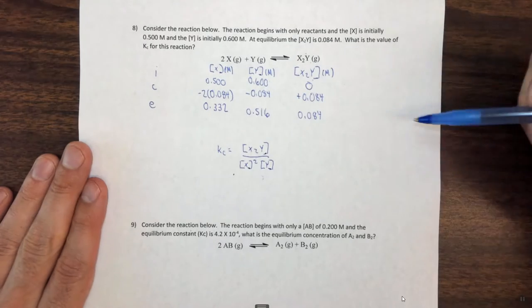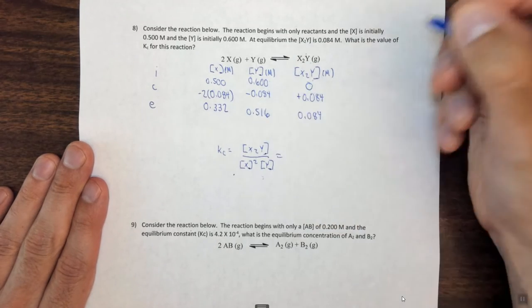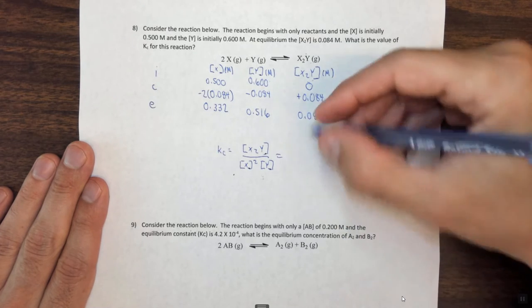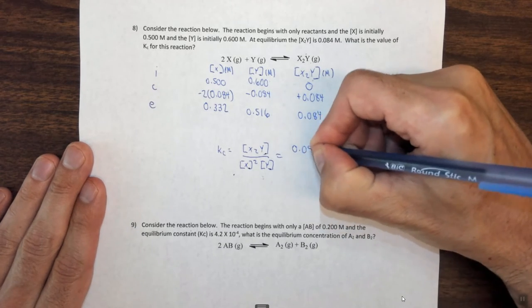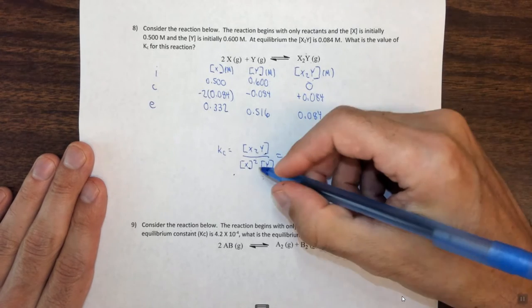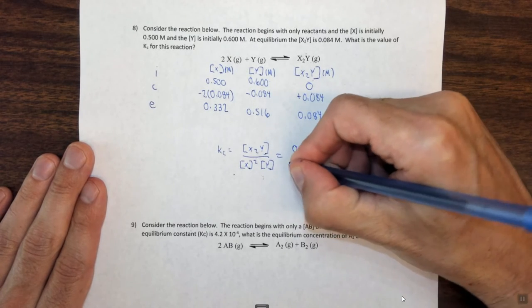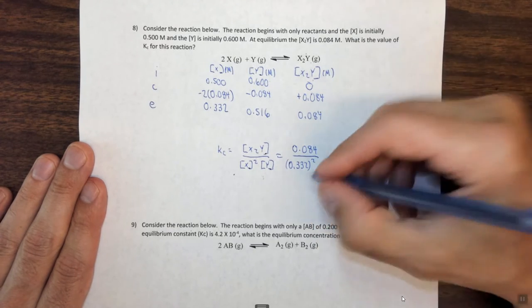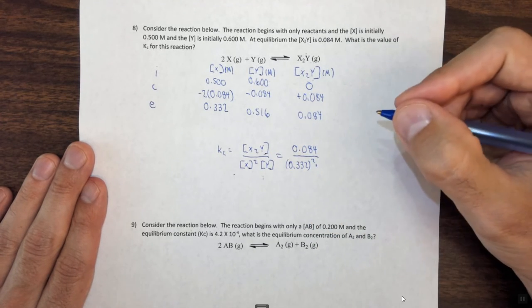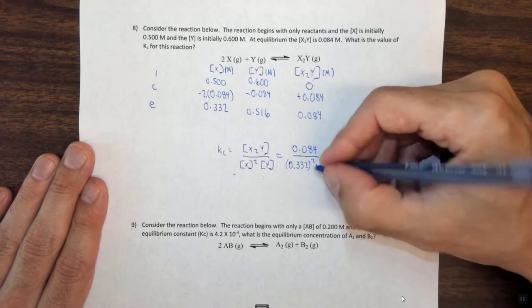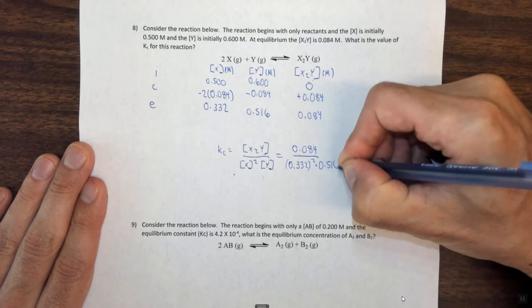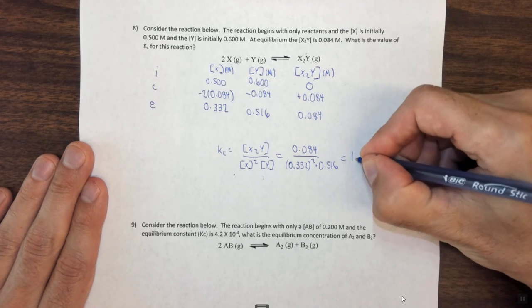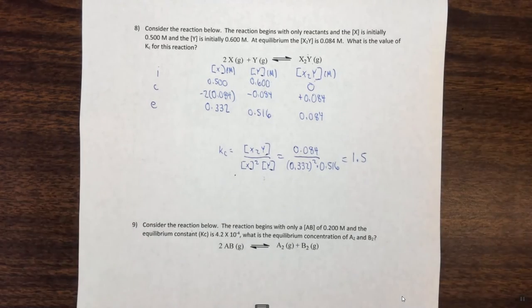Now that we know the equilibrium concentrations, we could simply plug in. The equilibrium concentration of X2Y is 0.084. The equilibrium concentration of X is 0.332, and that has to be squared, times the equilibrium concentration of Y, which is 0.516. Simply plug this math into your calculator, and you find that the Kc value here is 1.5.